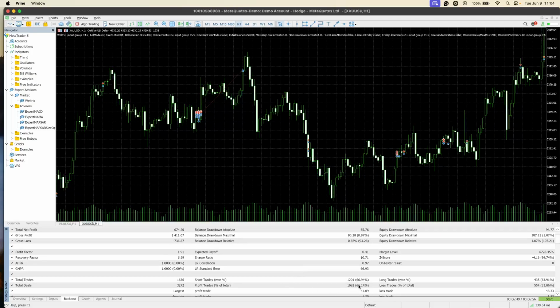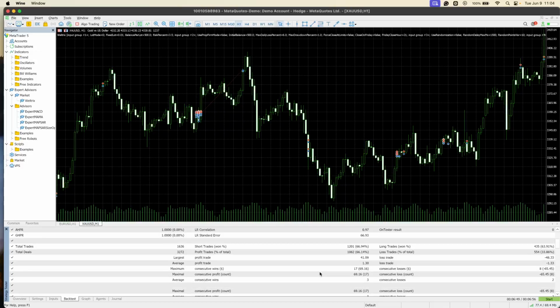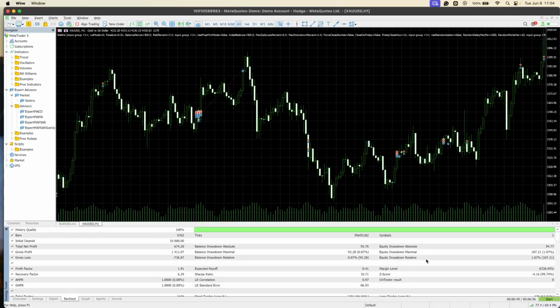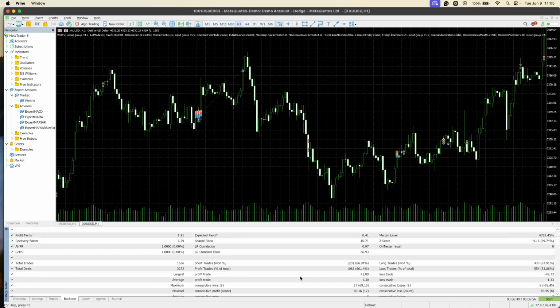The win rate was just 66% compared to the 93% which we saw over the 5 years data. And the max drawdown is just 1% for the max equity drawdown, and for the max balance drawdown it is just 0.87%, and that is very, very commendable. Looking at this, the total trades is 1,636 and it has a profit factor of 1.91. All of these numbers are quite impressive.